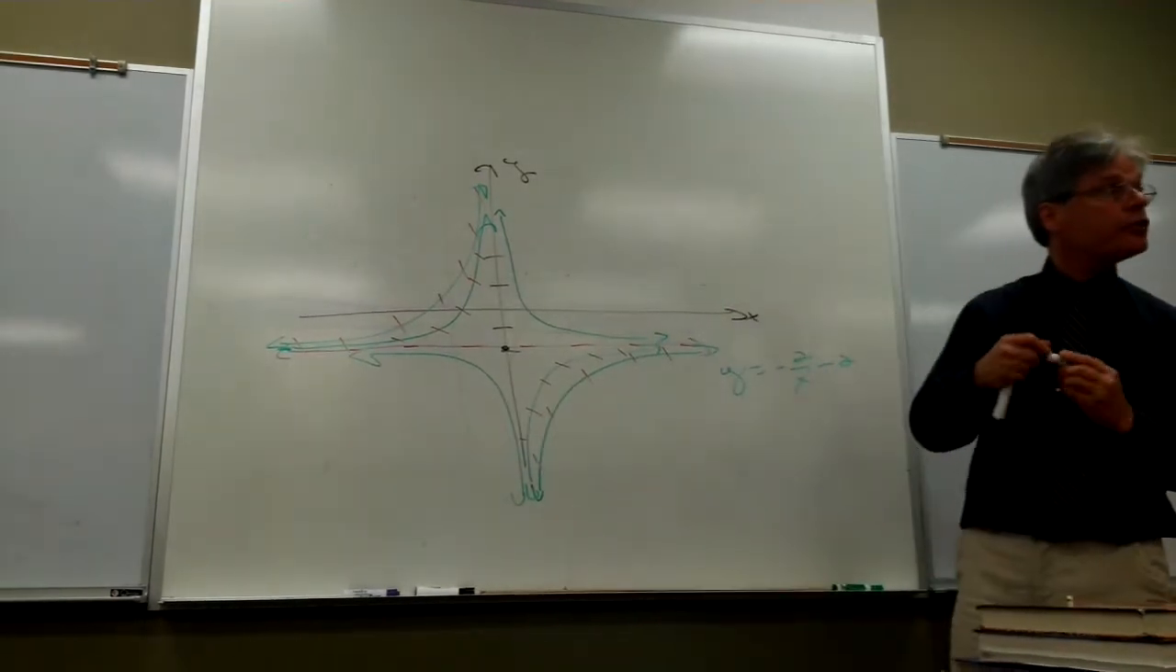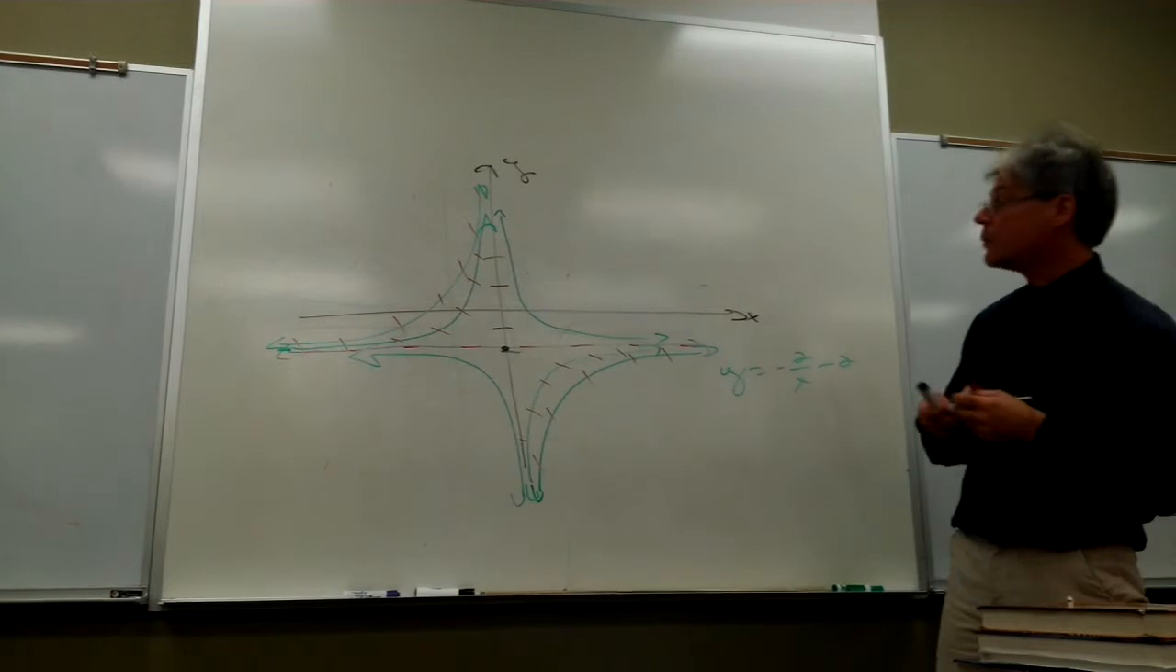It's just that any solution to the original DE that passes through that isocline is going to have a slope of, this time, +1.